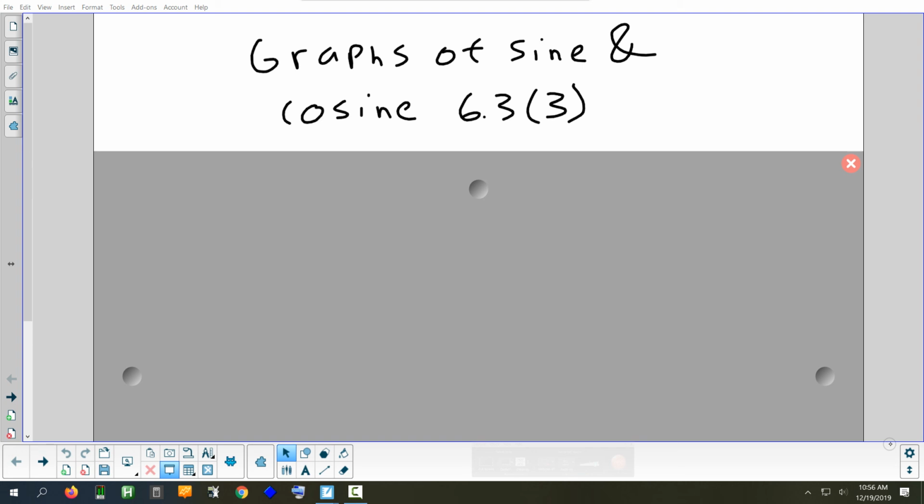Okay, so the last lesson we're going to look at is 6.3, third part, still graphing sine and cosine. We are going to get into graphs of other trig functions like tangent, cotangent, but that's section 6.4. So we'll do that when you come back after break.